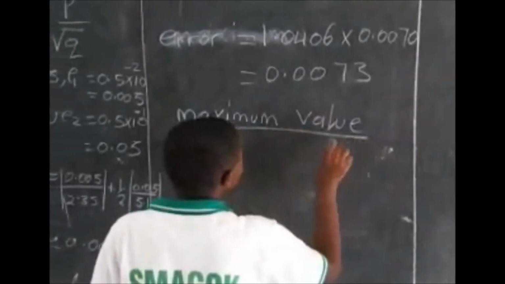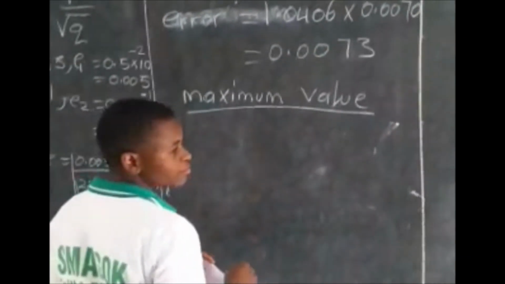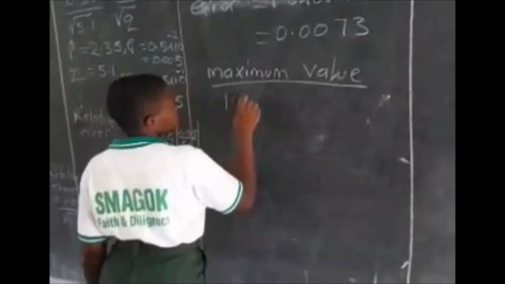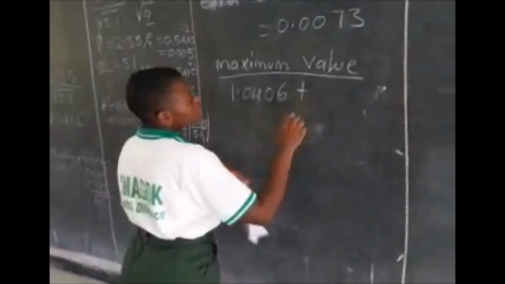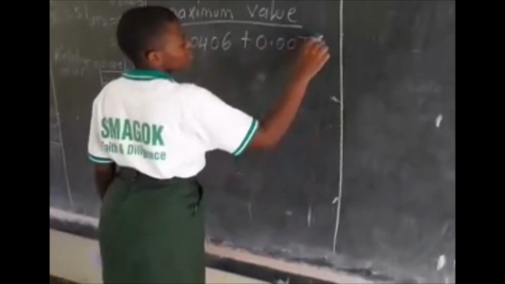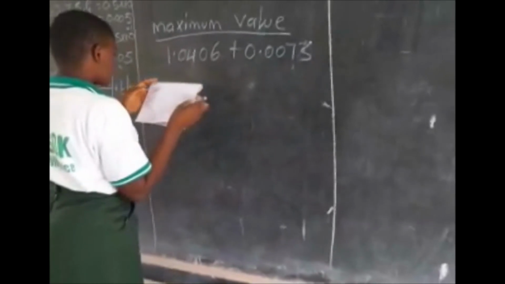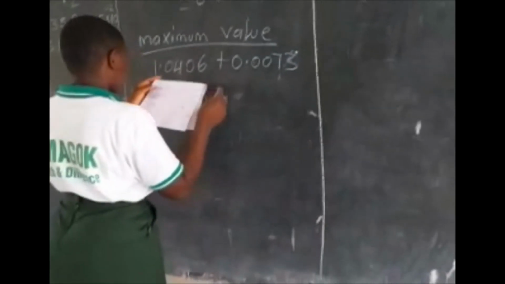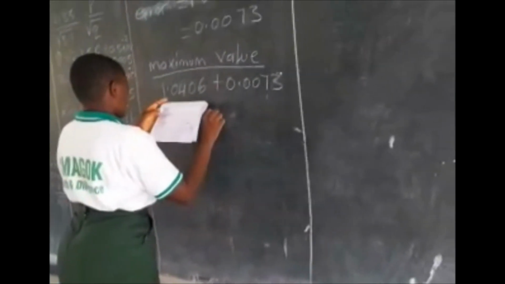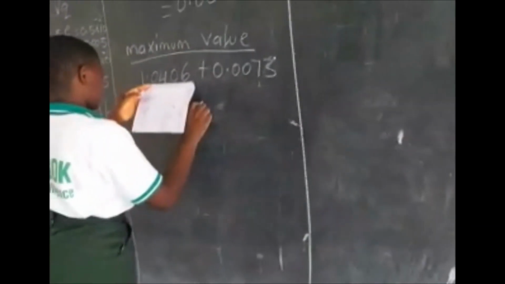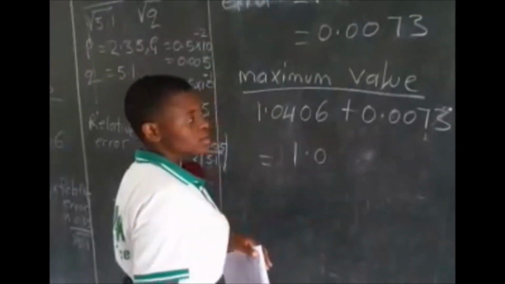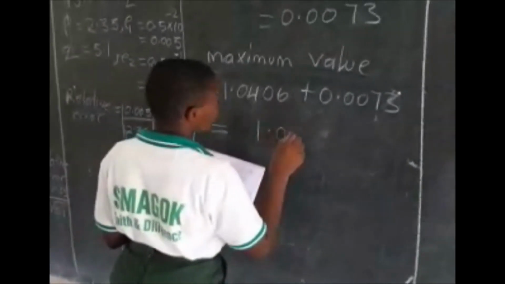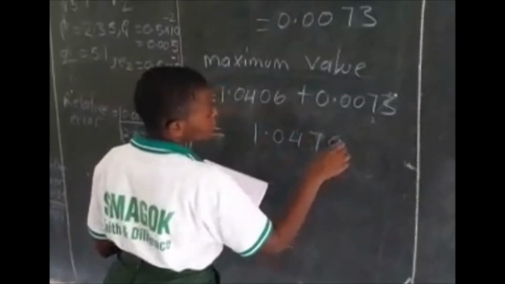From here, we shall find our maximum value. And our maximum value is given by the working value, which is 1.0406, plus the error, which is 0.0073. When you add that, you obtain 1.0479 as our maximum value.